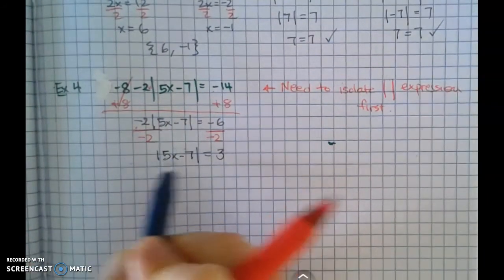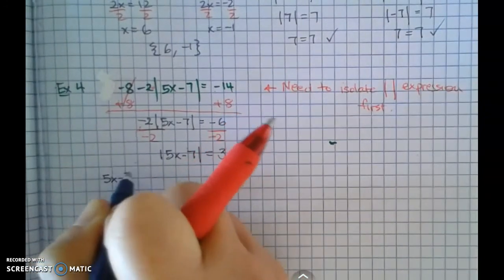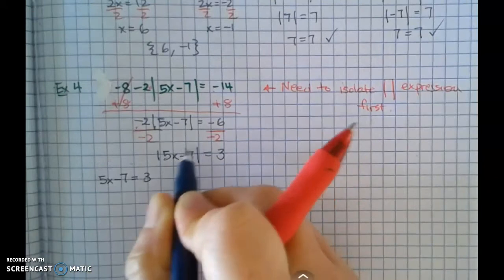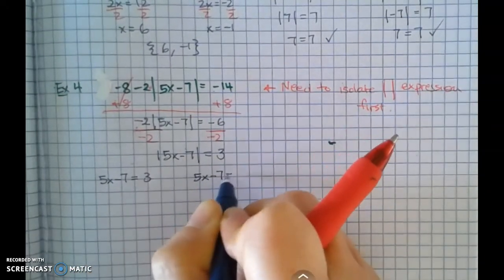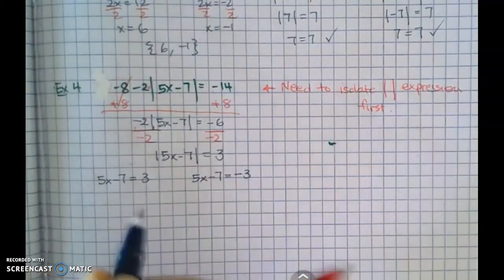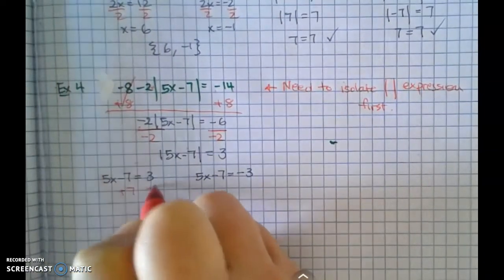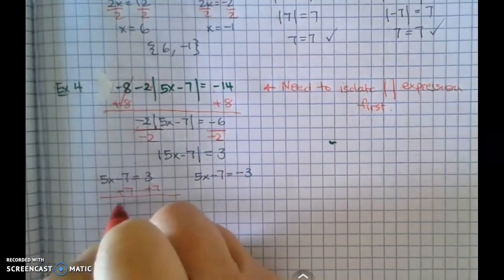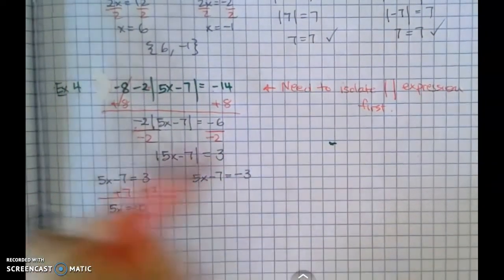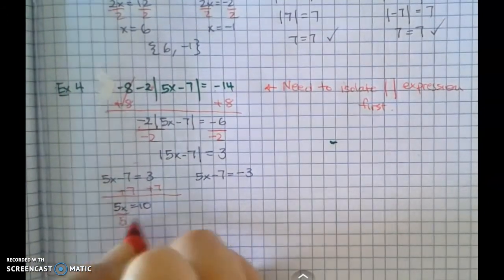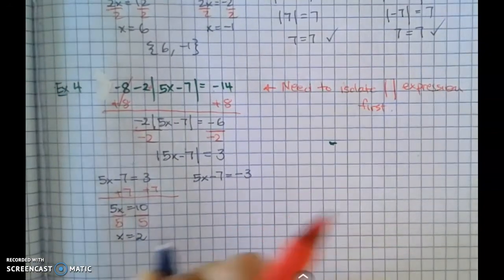We know that we need to set up two equations from here. Equation 1 is 5x minus 7 is equal to positive 3, the positive case, and the other equation is 5x minus 7 is equal to negative 3. And then we solve as we've already done. You add 7 to both sides, which leaves us with 5x is equal to 10, and then divide both sides by 5, and you are left with x equals 2.